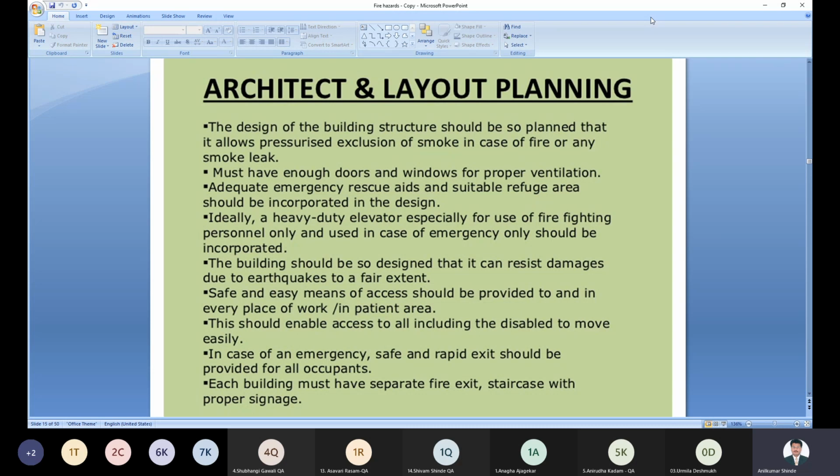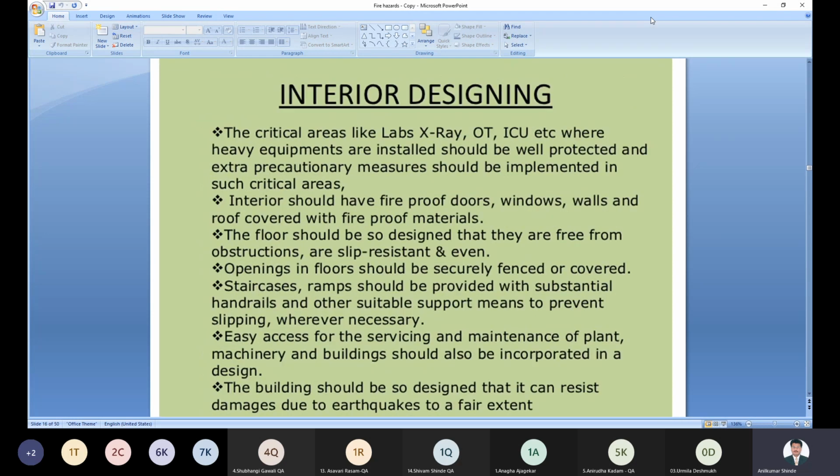Safe and easy means of access should be provided in the building structure, so that every department can be accessed easily, right? That planning should be required. It should be accessible to all, including the disabled, to move easily, right? If anything happens, this area should be vacated immediately to avoid a problem. In case of emergency, a safe and rapid exit should be provided to all occupants. Each building should have a separate fire exit, staircases, and proper signage, right? That planning should be required when you do the layout of your company.